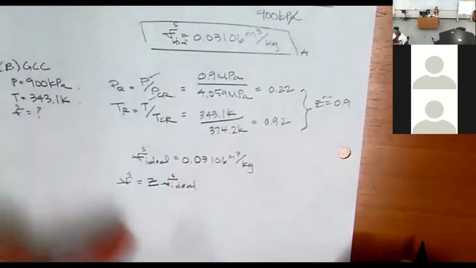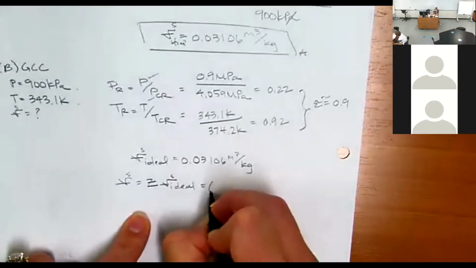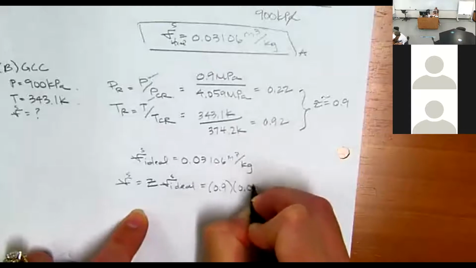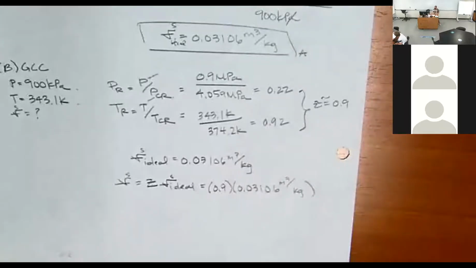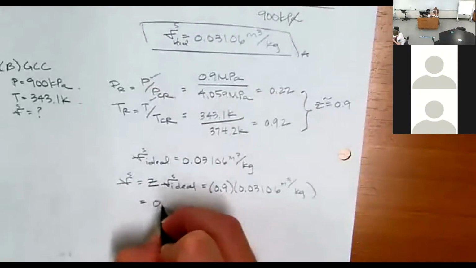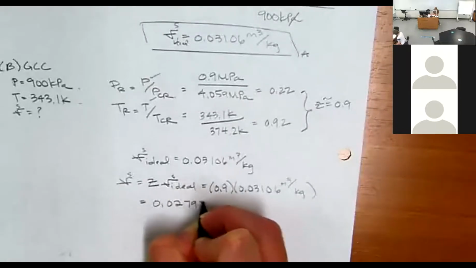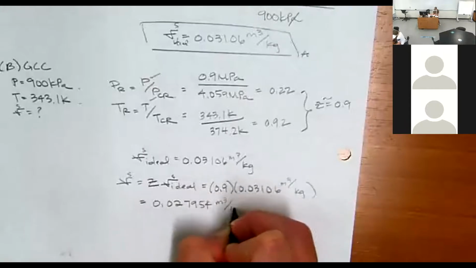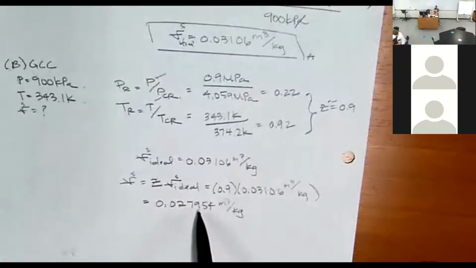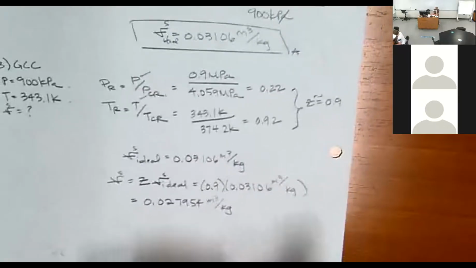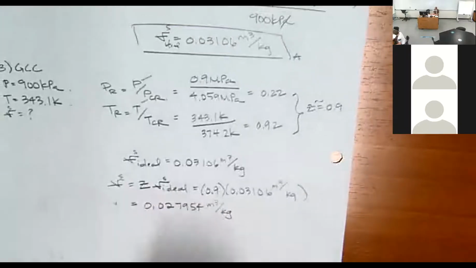So that's one of the equations that includes Z. And so this is just going to be 0.9 times 0.03106 cubic meter per kilogram. So this gives us 0.027954 cubic meter per kilogram. If this was a little bit higher or lower, that's fine. If you round off to 0.028, that's okay. But here's our specific volume based on our generalized compressibility chart.